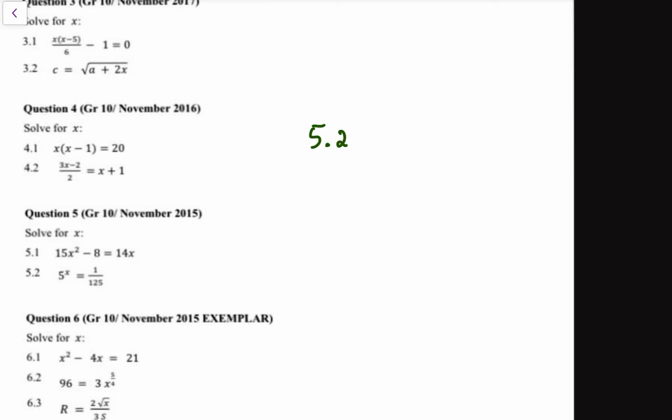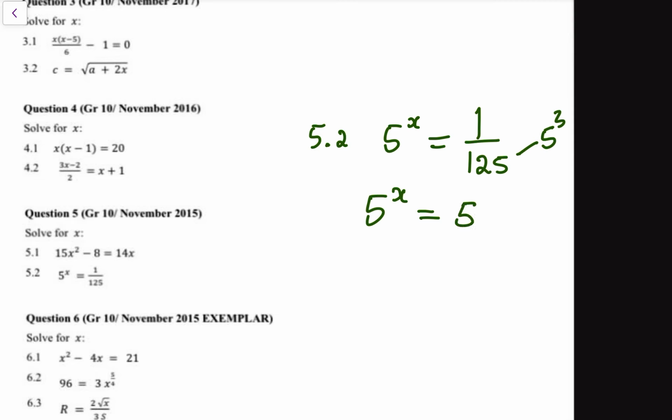We have 5 to the exponent x is equal to 1 over 125. Remember, 125 is the same as 5 to the exponent 3. So we have 5 to the exponent x is equal to, because there is this 1 over, 5 to the exponent minus 3, which is the same as 1 over 125. So now you can see that the bases are the same. Therefore, exponents are equal. So therefore, x is equal to minus 3. So that is your solution.